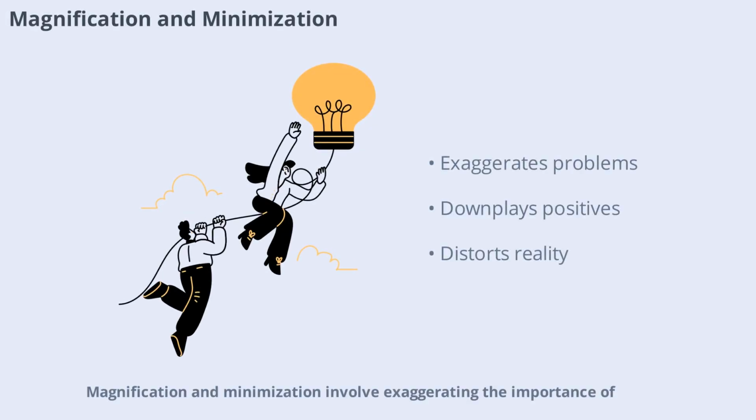Magnification and minimization involve exaggerating the importance of problems or shrinking the value of positive events. For example, you might blow a small mistake out of proportion or downplay your successes. This distortion can make challenges seem overwhelming and achievements insignificant. By practicing balanced thinking, you can learn to see situations more accurately and respond with greater confidence.